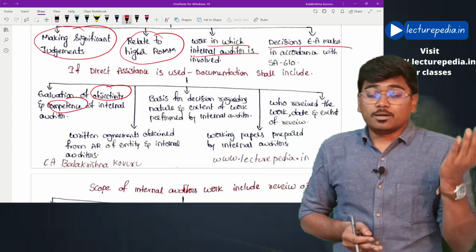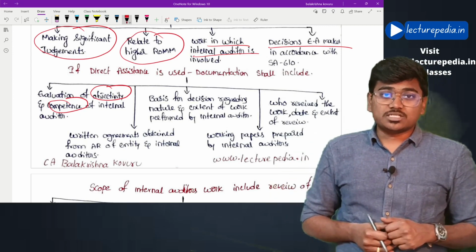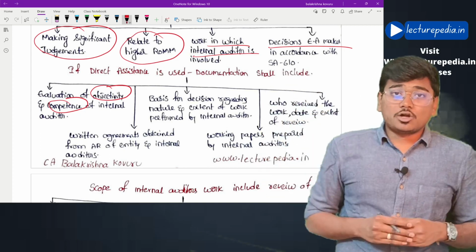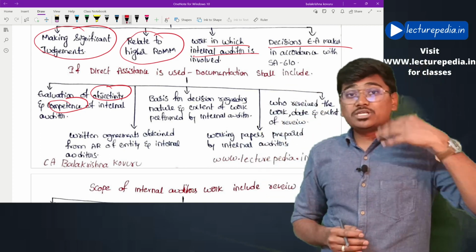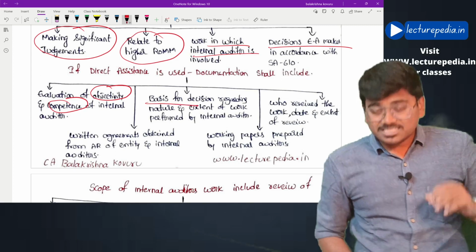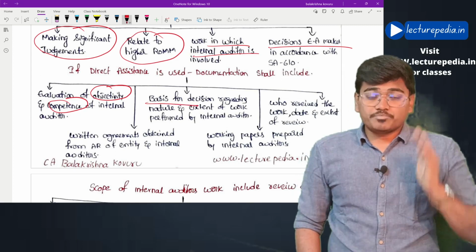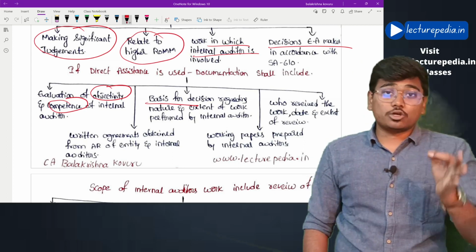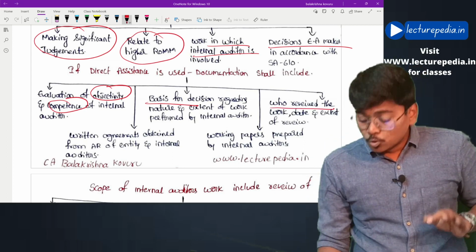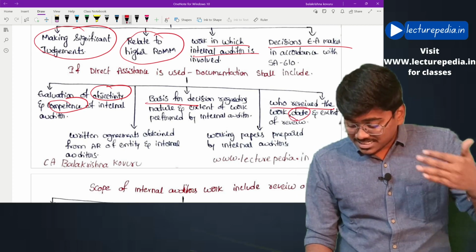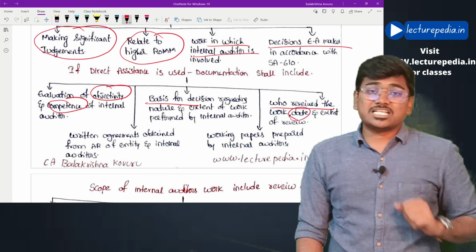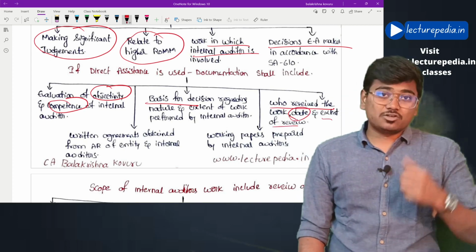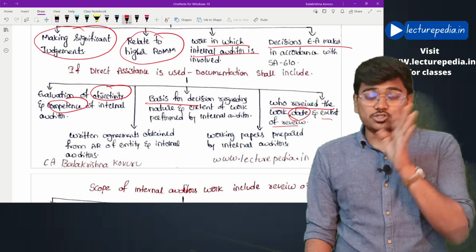You should maintain documentation relating to this. Now next, after the internal auditor has performed the work, you have to evaluate his work. Now what is the basis of evaluating his work? How have you evaluated his work? Even this has to be documented. Next, who reviewed his work, what is the date on which his work has been reviewed, and how much extent of work has been reviewed. Even this has to be documented.